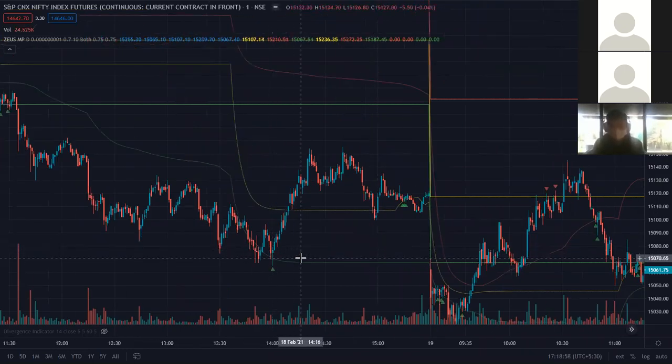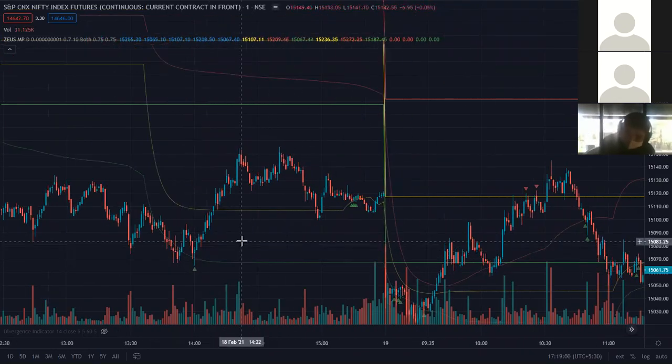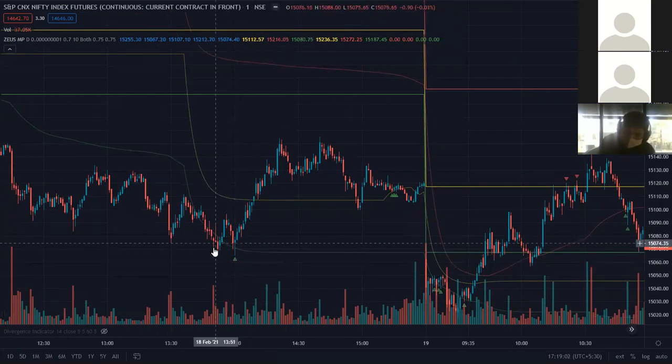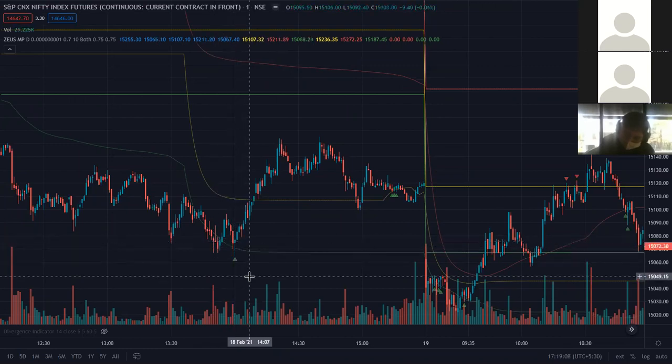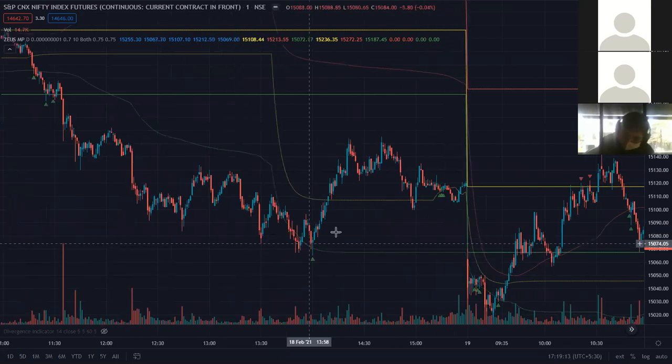This one I put on my story also particularly. And if you ask me how I knew I should take this, you see this candle here, a nice big rejection. It took support again, and it took support at a relevant level with a really long wick. So it means that someone is willing to buy it up.